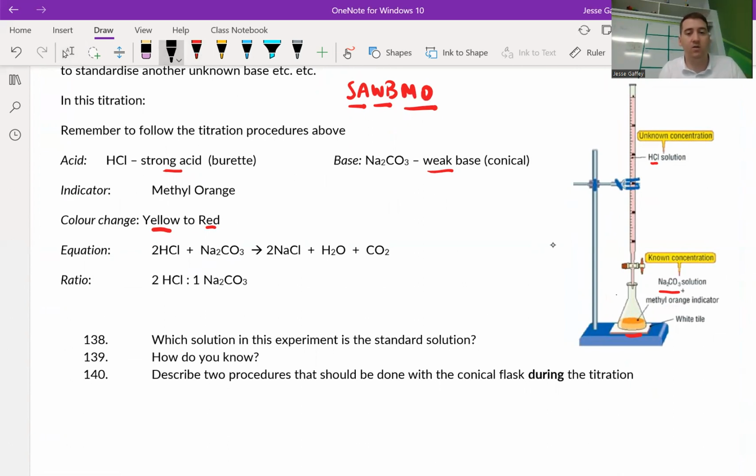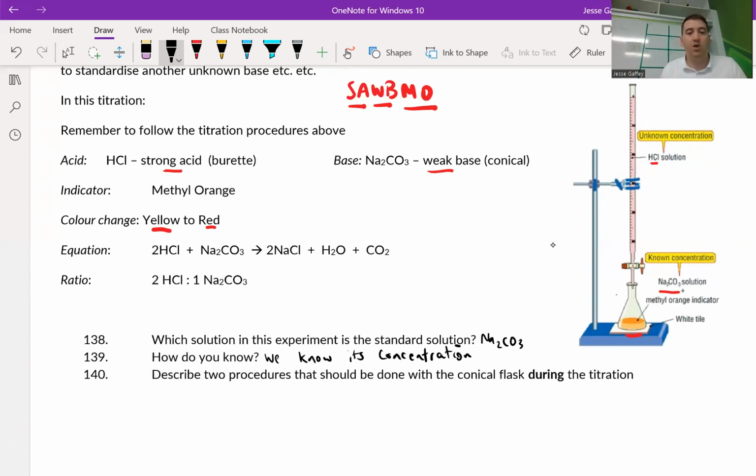The question says, which solution in the experiment is the standard solution? The standard solution is the one we know the exact concentration of, and that's the Na2CO3, or sodium carbonate. How exactly do you know? Well, we made it up accurately. We know its exact concentration. That's how we know it's the standard solution. Well done if you said those two answers.